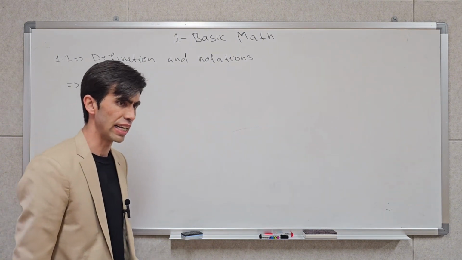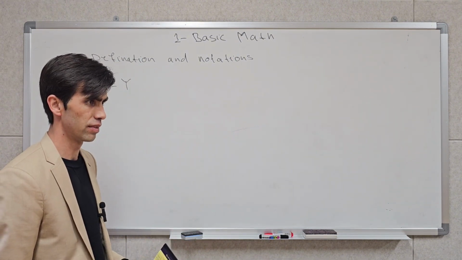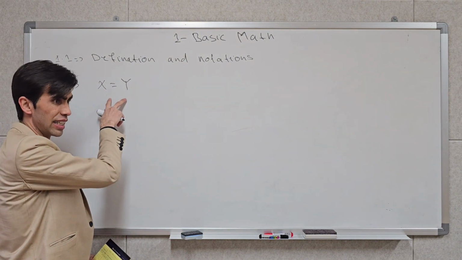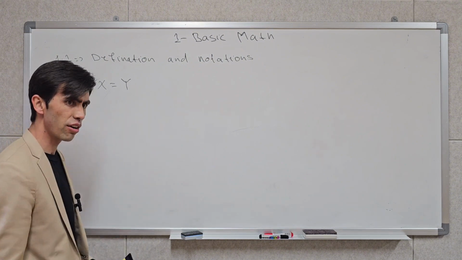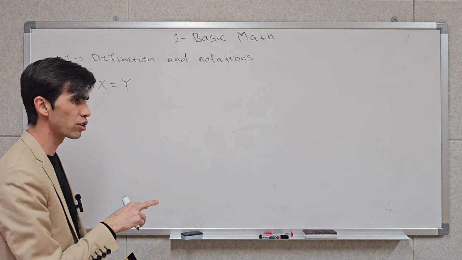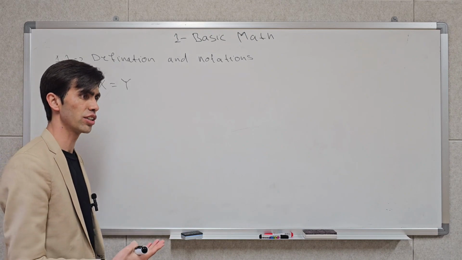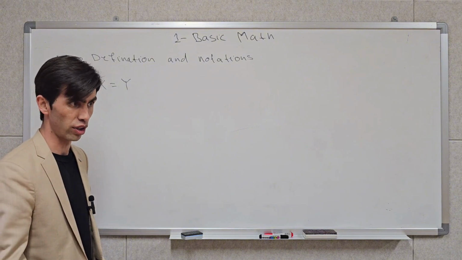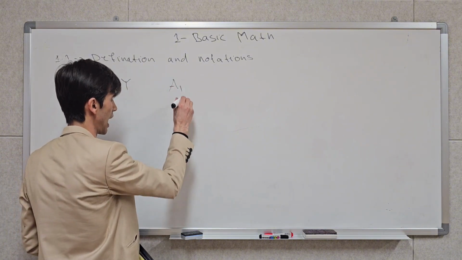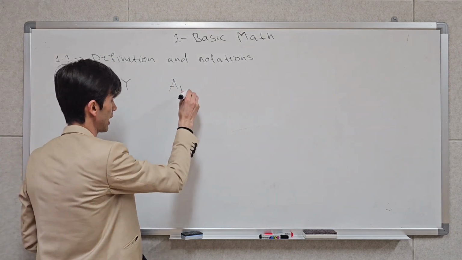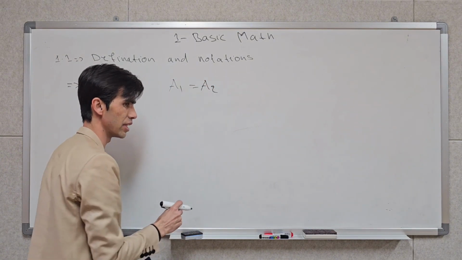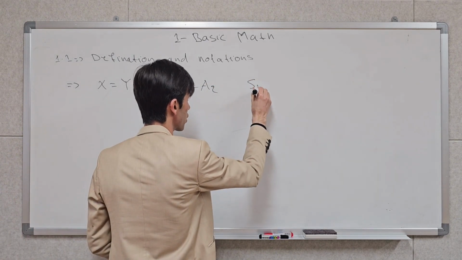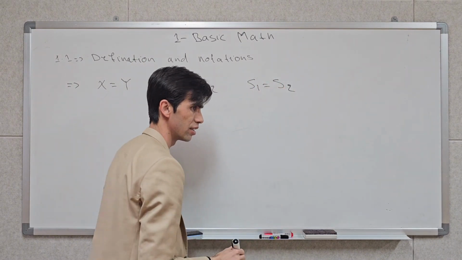Basically, X equal to Y doesn't mean that they are numbers. X is a number, Y is a number. They can be two strategies, or two actions. Like in the case of game theory, X equal to Y means action X or strategy X is equal to action Y or strategy Y. That means they are both the same. For example, A1, which is action 1, can be X1. Like A1 is equal to A2. It means action 1 is equal to action 2, or strategy 1 is equal to strategy 2.